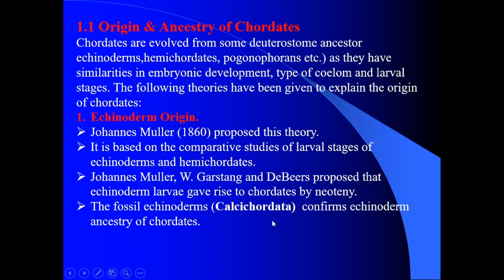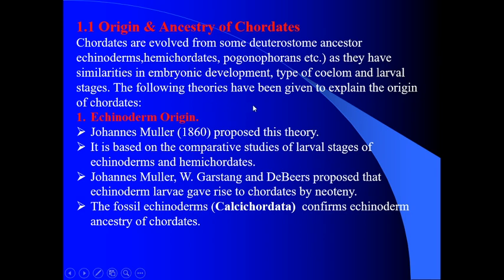And now we have to study how these chordates originated. Who are the ancestors of these chordates? Now we know that in non-chordates there are different phyla. For example, Protozoa, Porifera, Coelenterata, then Aschelminthes, Platyhelminthes, Annelida, Arthropoda, Mollusca, Echinodermata, etc. And these echinoderms, they are the ancestors of the chordates.